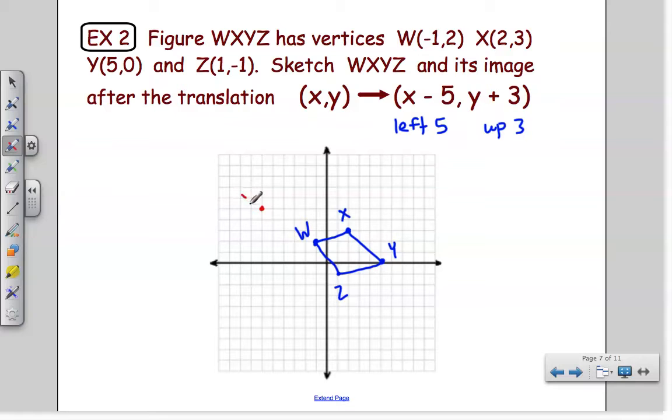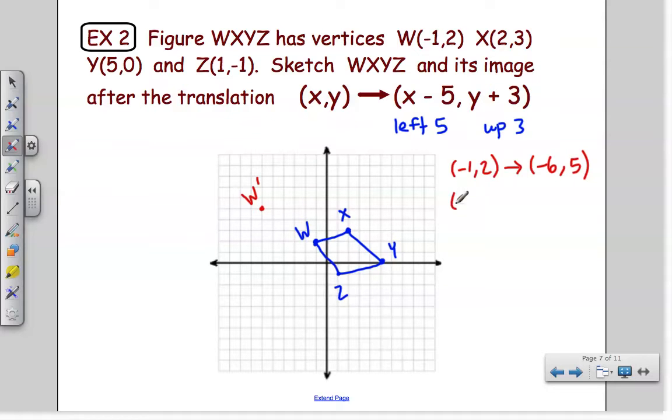Now this is my new W, or my image W, and something I haven't mentioned to you, but you actually can use this little symbol. It's called prime. So this is W prime. This is my image, or my new W. Notice if I wanted to, I could have taken the original point. It was -1, 2. And I could perform this translation. If I take the x minus 5, the x was -1. -1 minus 5 is -6. Could have taken the y, which was 2, and do 2 plus 3, and that gives me 5. Now let's make sure I put that at -6, 5. Yes, I did.